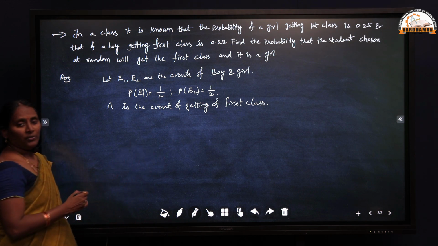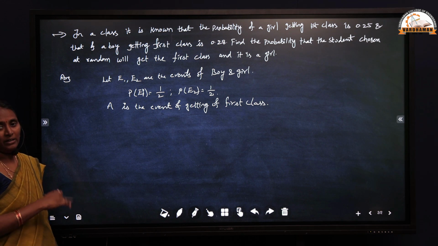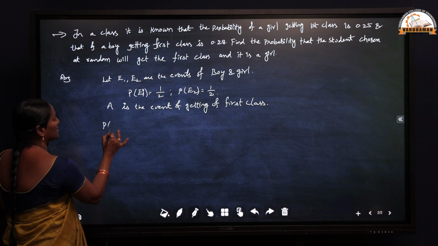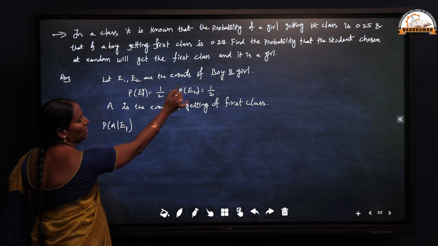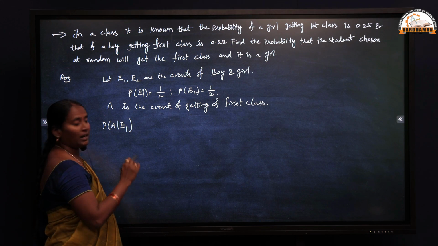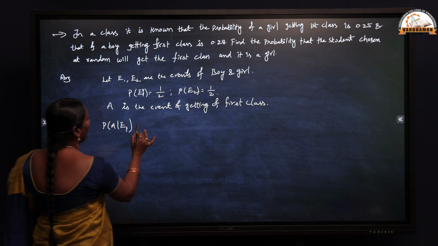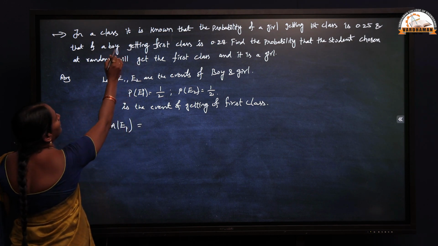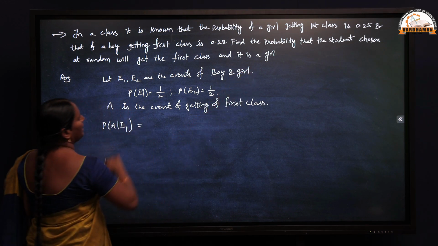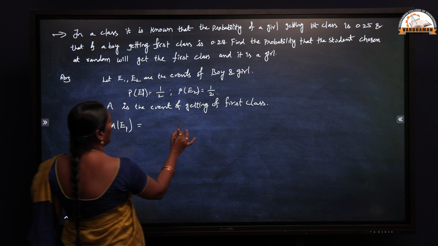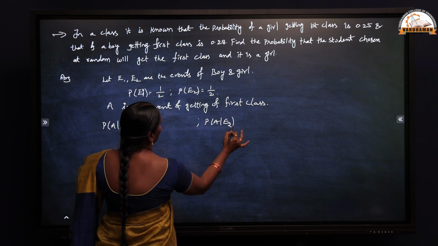You know that P of Ei given A is Bayes theorem. Based on that we are going to write the events. So you are going to write A given E1. What happened here? E1 is the event of selection: it will be a boy and he is getting a first class. A given E1. It is known that the probability of a girl getting first class and a boy getting first class. So we are going to define P of A given E1 and P of A given E2.